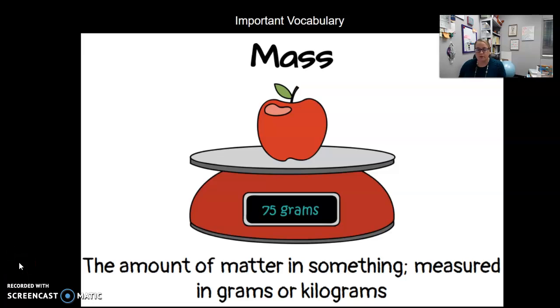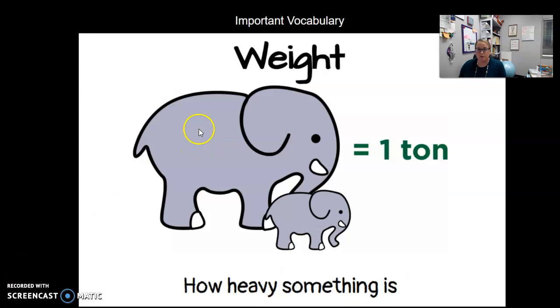Let's look at our important vocabulary for the week. So the first word that we have is weight. When we talk about weight, we're talking about how heavy something is. And we're really familiar with this because sometimes we want to see how much we weigh, so we'll step on a scale to see how much we weigh.